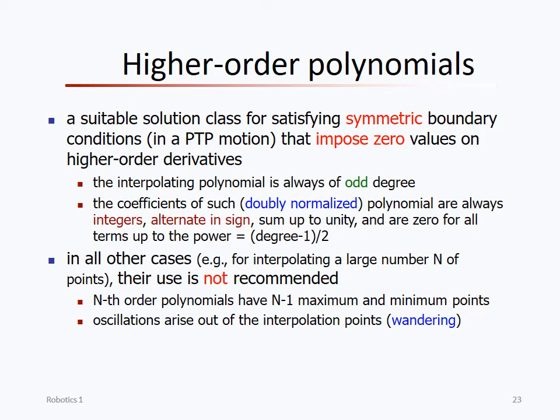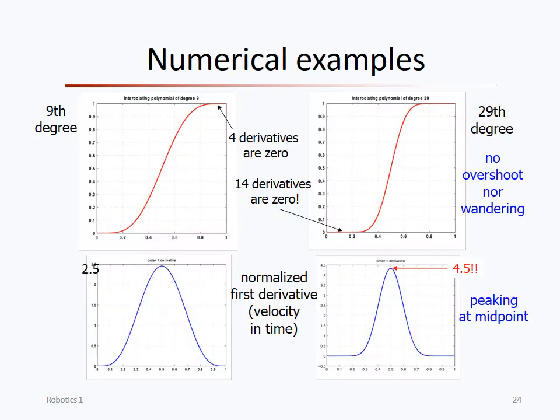Higher order polynomials. Higher order polynomials depend on the suitable solution class for satisfying symmetric boundary conditions in the PTP motions, imposing zero values on higher order derivatives. An interpolative polynomial is always of odd degree. In all other cases, for interpolating a large number of n points, it is not recommended. Nth order polynomials have n minus 1 maximum and minimum points.